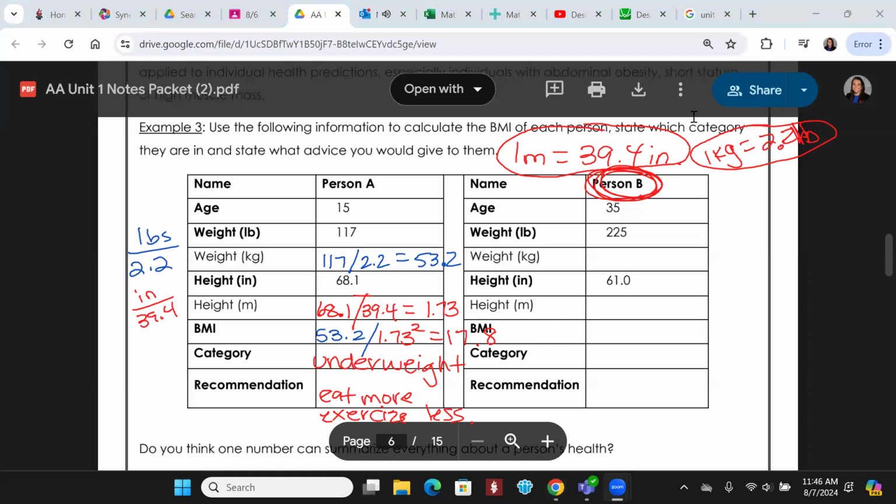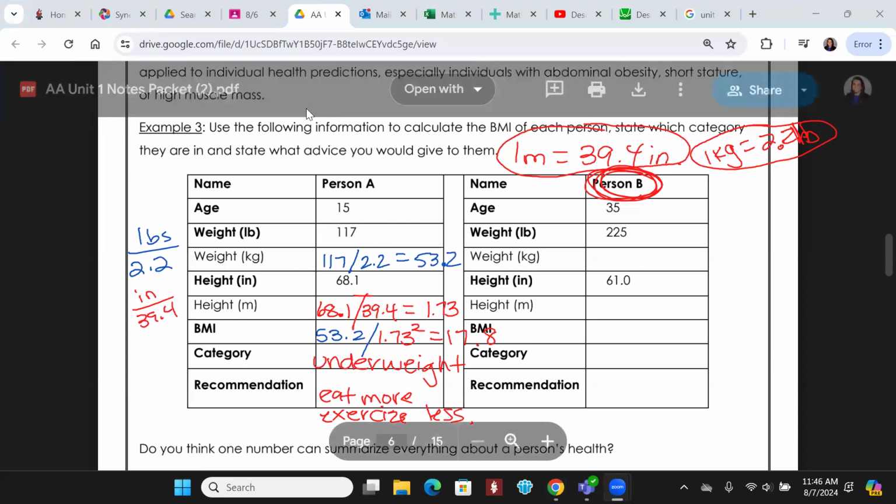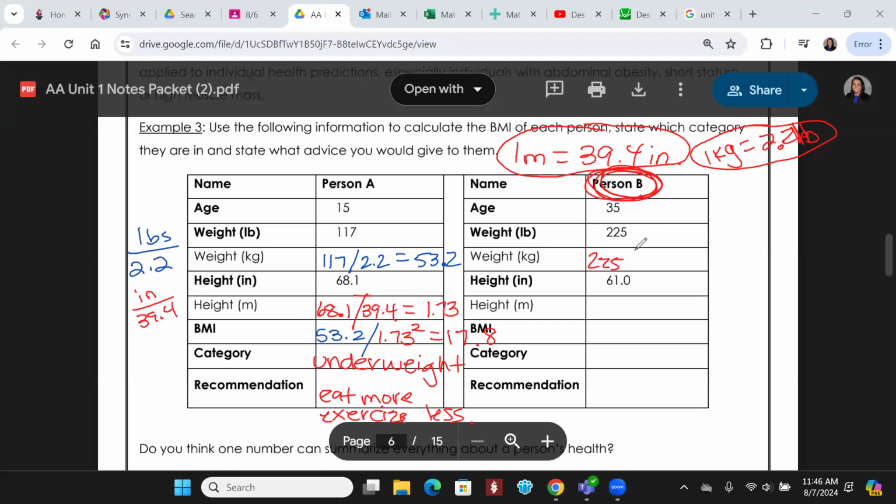All right, so let's talk about this. In order for you to calculate the weight, remember, we're going to divide by 2.2. So you're going to take 225, divide it by 2.2. What'd you get? Hopefully 102.3. Okay, cool. Then you're going to calculate your height in meters. We're going to take 61 and divide it by 39.4. And that's going to give us 1.55. Good on that?